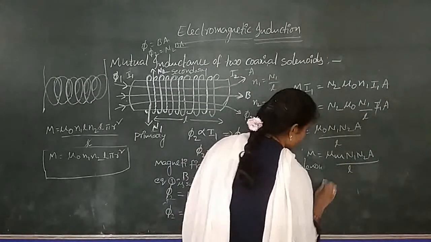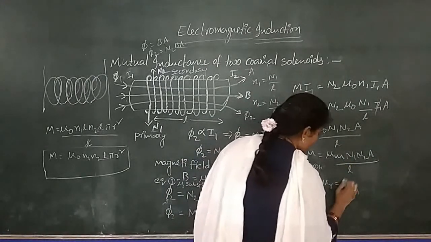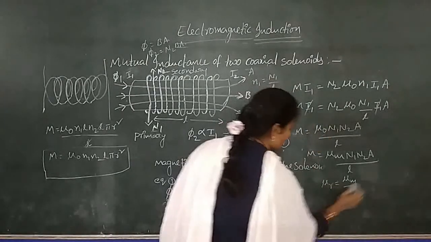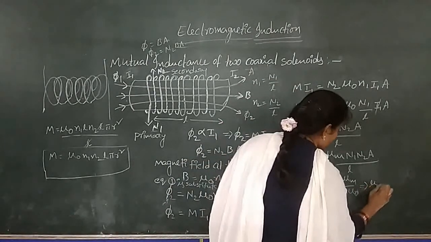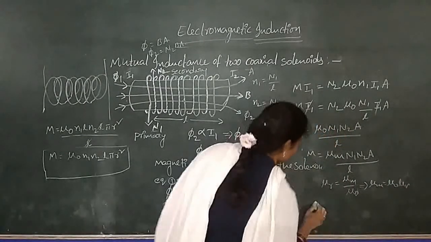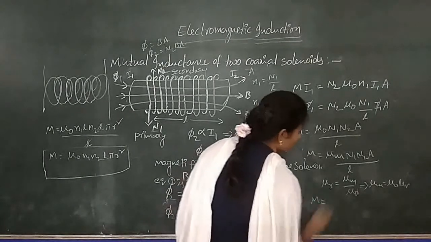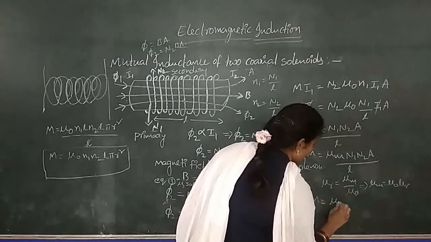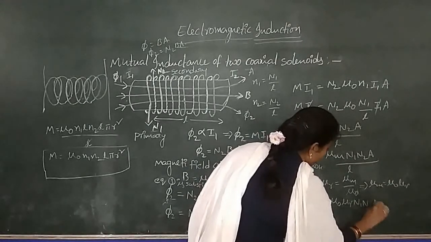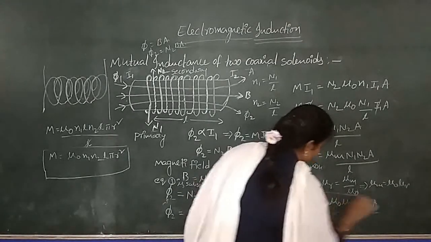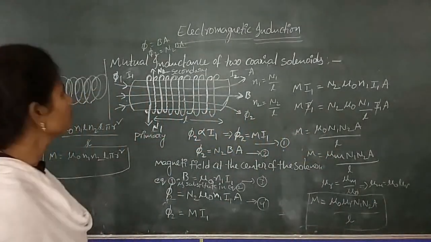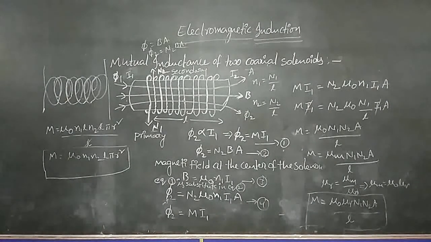Where relative permeability, mu R, is equal to mu M by mu naught. From that, mu M is equal to mu naught into mu R. So M is equal to mu naught into mu R N1 N2 A by L. So this is the mutual inductance of two coaxial solenoids.